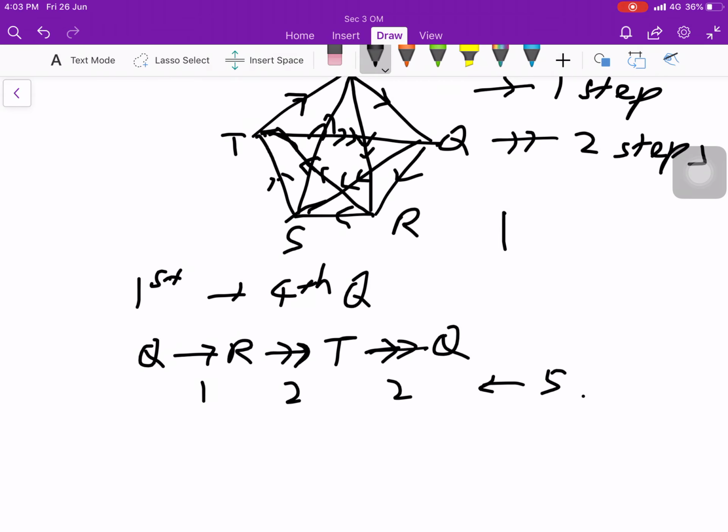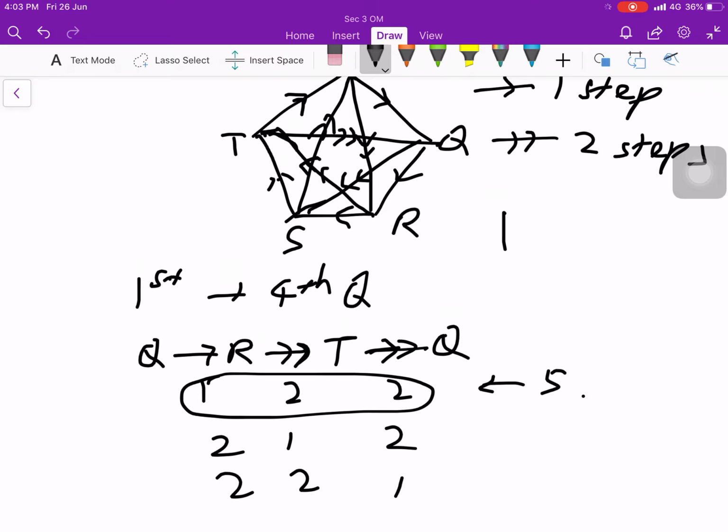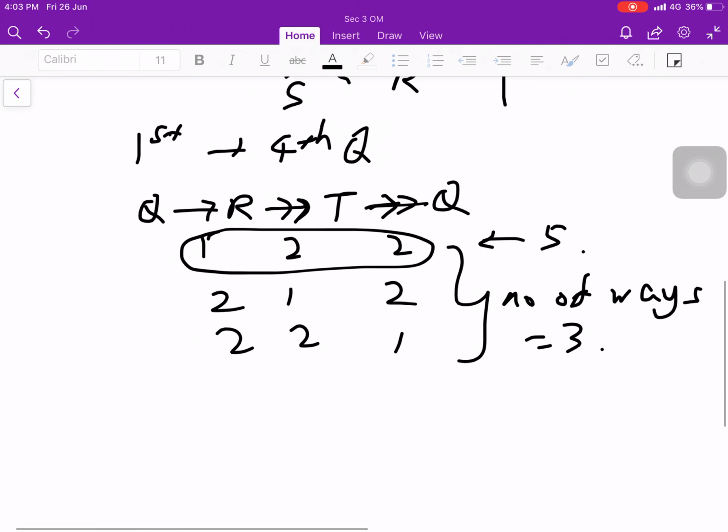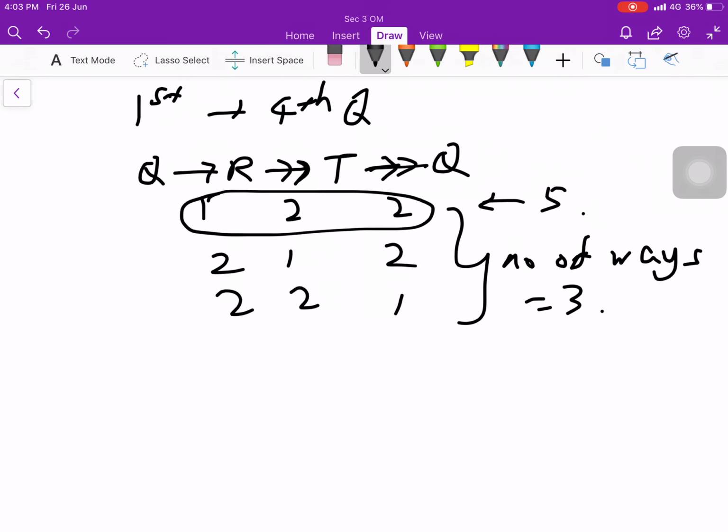That means in total, for the first Q to get to the fourth Q, you need 5 steps. But these 5 steps can be arranged as 2, 1, 2 also. It can also be 2, 2, 1. Therefore, in this case, the number of ways to move from the first Q to the fourth Q is actually 3 ways.